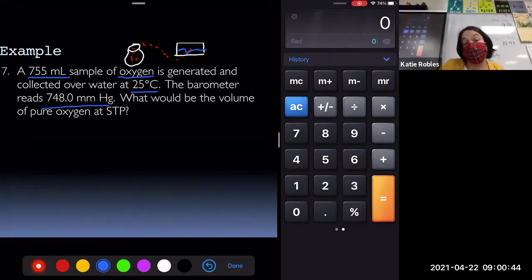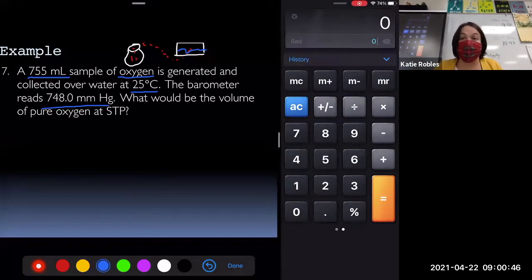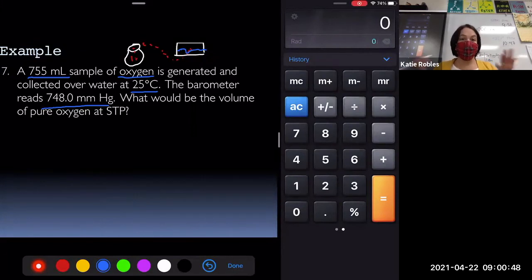And you might be asking yourself, why do I care? Why would I ever care what the volume is at STP? Well, you care because stoichiometry is not dead. It's here for the whole rest of the year.